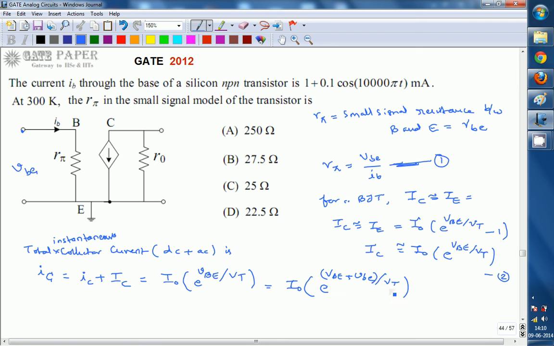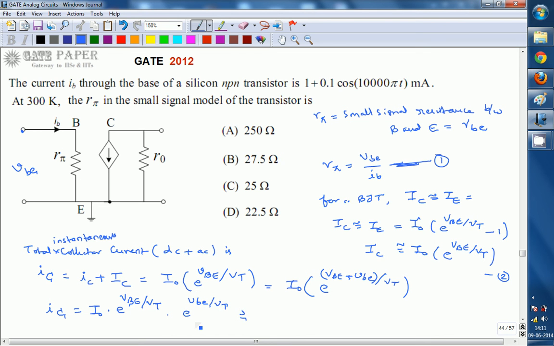Now I am writing it separately for AC and DC for the instantaneous base to emitter voltage. Now if you write this one, IC, that is the instantaneous collector current, is equal to I naught into e power VBE divided by VT, which is e power capital VBE divided by VT into e power small vbe divided by VT. This is what you can write.